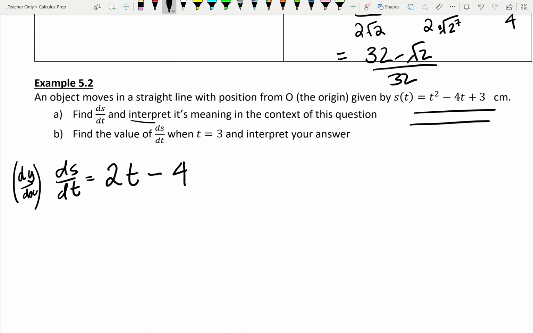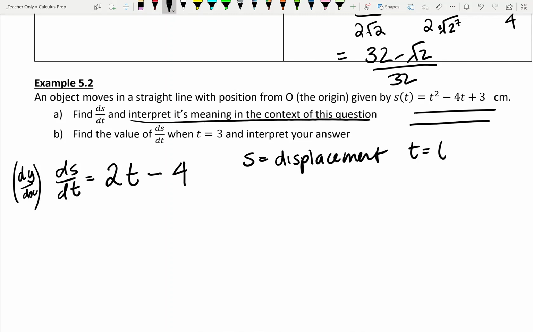And then the question says interpret its meaning in the context of this question. So ds dt is the change in speed. Sorry, I beg your pardon. It's the change in displacement. S is displacement, and t is time. So it's a change in an object's position with respect to time. The further it changes position in a certain period of time, the faster the object must be moving.